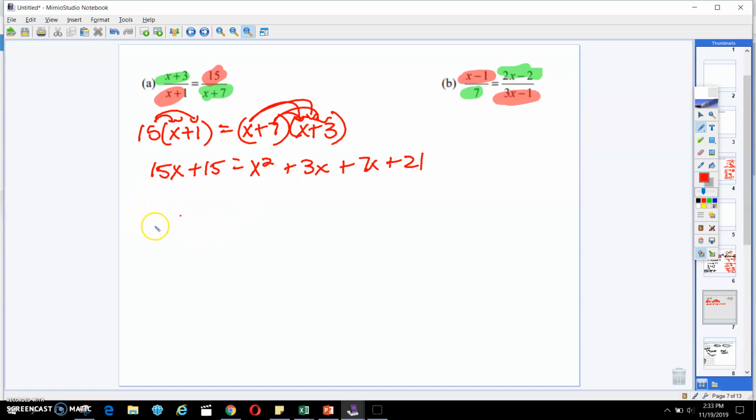So now we're going to simplify, right? So that's going to give us 15x plus 15 on this side equals x squared plus 10x plus 21. The reason why I got 10x is because I combined these two.